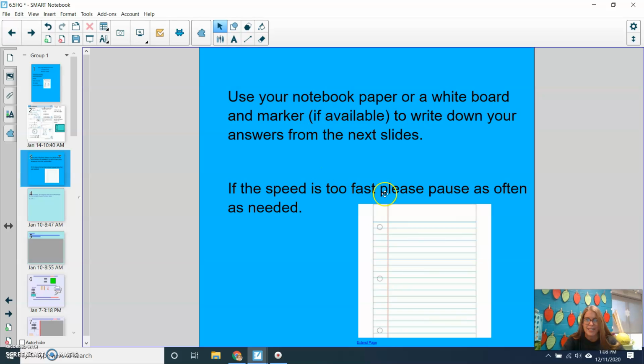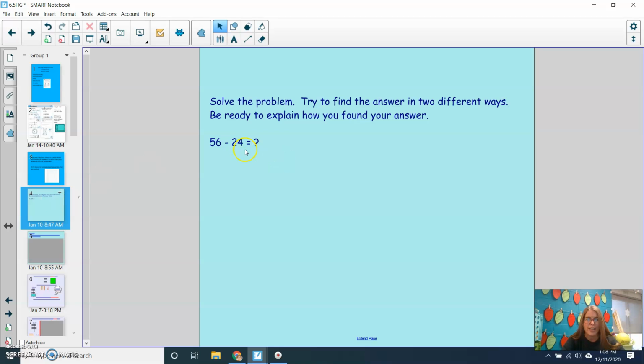All right, for these next slides, if you can either use notebook paper or whiteboard and marker if available. If the speed is ever too fast, pause as often as needed. Our first question, so if we have the problem 56 minus 24, can you think about a couple different ways that you would solve that problem? Work them out on your paper and then press play when you're ready to hear some ways.